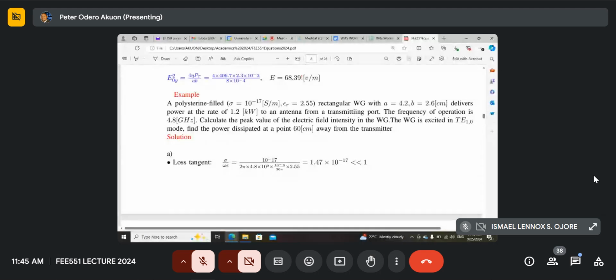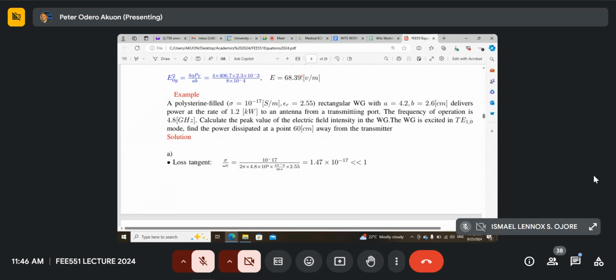The waveguide is excited in T10, so it's the same as the other one. Then we are supposed to find the power that is dissipated at a point only 60 centimeters away from the transmitter. So you can sketch it. You have a transmitter, then a waveguide connected from the transmitter to the antenna, in this case the transmit antenna. The transmitter is the processing unit. Then you have the waveguide, and the antenna connected on the other end. So 60 centimeters away from the transmitter towards the antenna, we want to see the power that is dissipated.